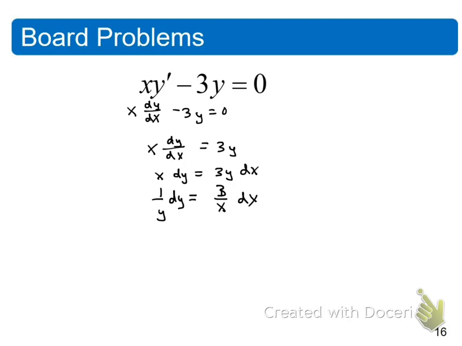Now, here are our rules. Separate, integrate, solve for y. Separate, integrate, solve for y. I've separated, would you agree? I am now going to integrate. The antiderivative of 1 over y is the natural log of the absolute value of y, equals, and what's the antiderivative of 3 over x? 3 natural log of the absolute value of x, and then we're forgetting something, but I want to talk about it now. Both sides have a plus c.